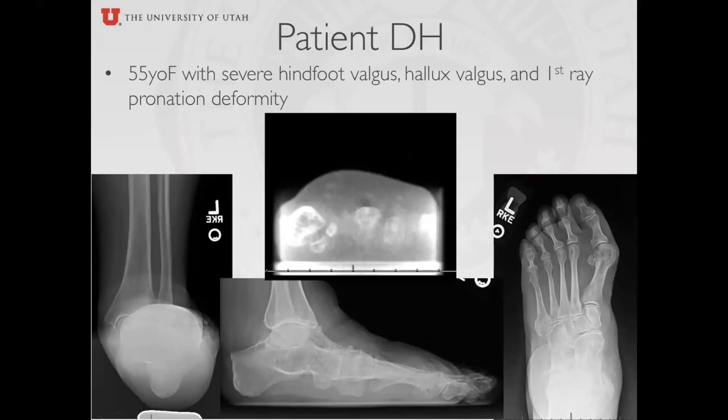And then you can also note that the first metatarsal head is rounded on the lateral side, indicating that there's a first metatarsal pronation or axial malrotation deformity. And that's confirmed on the weight-bearing CT scan that shows the sesamoids over laterally and the first ray rotated.